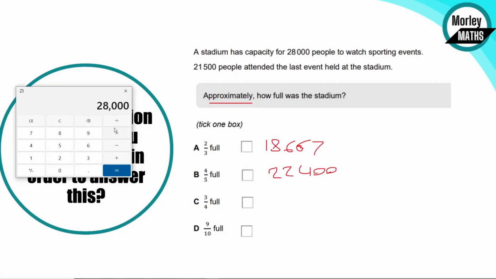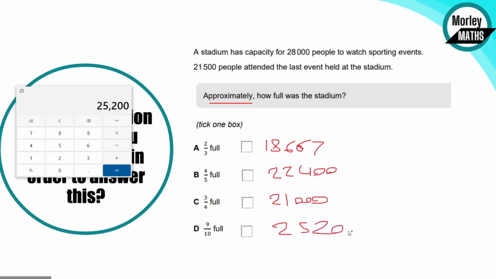Do the same with the next one. 28,000 divided by 4 times it by 3 gives us 21,000, and we're looking at 9 tenths. For the next one, 28,000 divided by 10 times that by 9 gives us 25,200. So the question is approximately how full was it? We can see 21,500 is closest to 3/4, so closer to that one than it is to B. There's a difference of 900 for B and a difference of 500 for C, so closest to C there.